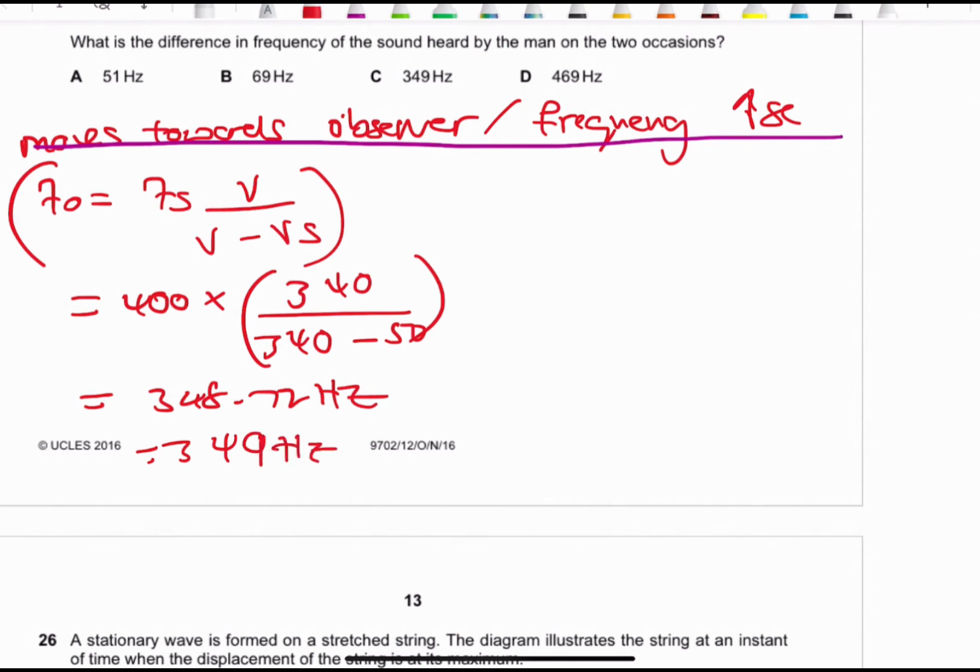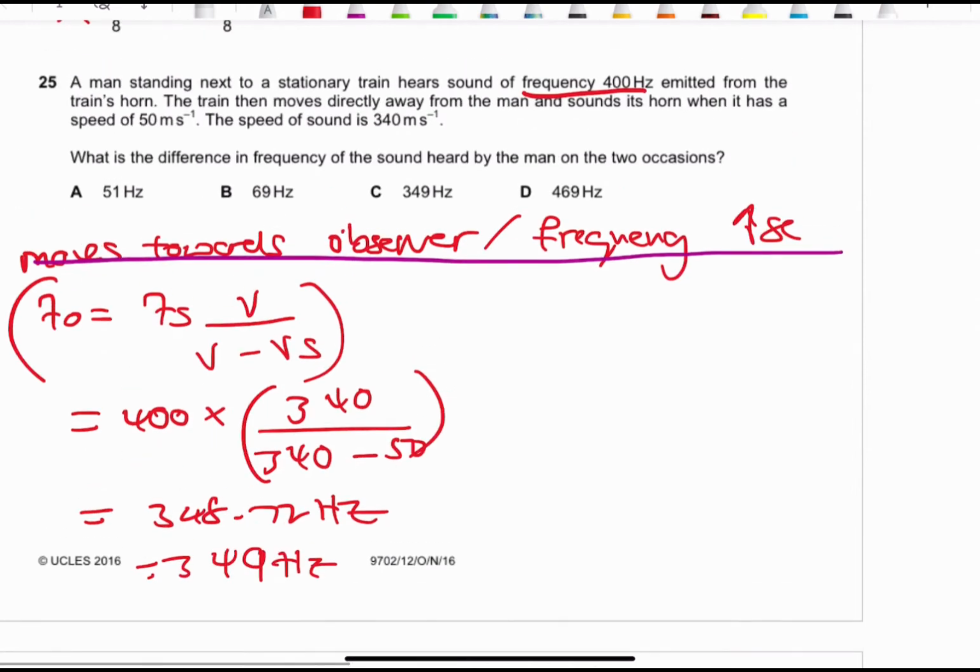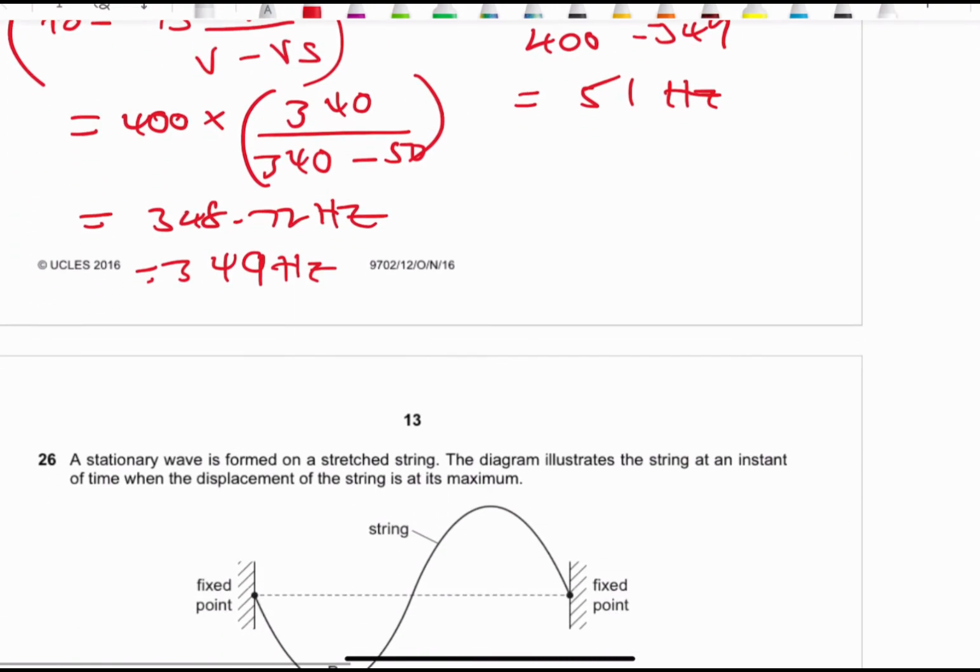But get this, guys. The answer is there, which is C. But that is not the correct answer because the question said the difference in frequency. So that's how things work. They will just give you information which is not correct, right? So the difference in frequency is actually now going to be 400 minus 349. That's going to give you an answer of 51 hertz. So the answer is going to be A. Very, very important.